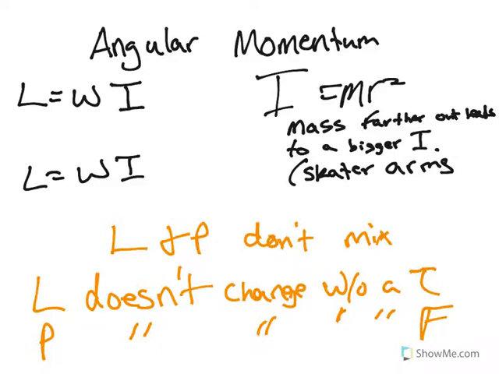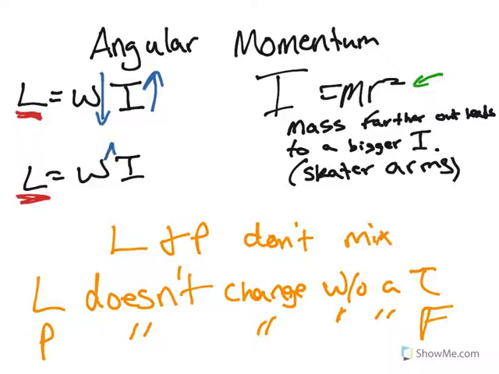For this one also, remember that I is equal to mr squared. If the mass is farther out, it leads to a bigger I. Think of the skater's arms. When the skater has her arms out, it's a bigger I, so she has a slower omega, and when she brings her arms in, she has a faster omega. So look at the relationship here, look at the formula. Most of the time this angular momentum is going to be staying constant. So if you increase the I, then the omega has to go down.